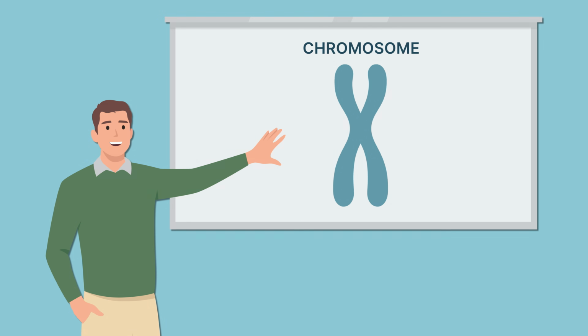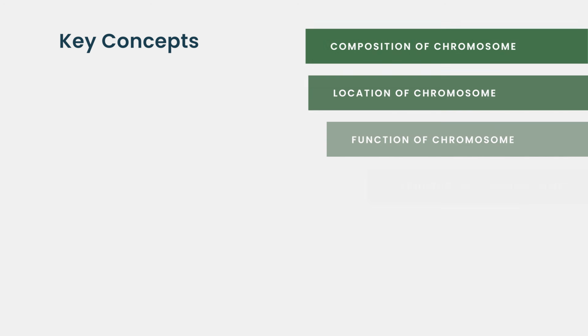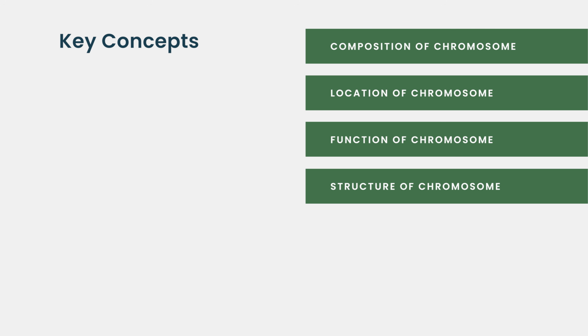In a previous Health Tree University lesson, we explored the function and structure of DNA. Now it's time to zoom in on the chromosome. In this lesson, we'll break down its composition, location, function, and intricate structure. Get ready to uncover the blueprint of life at the next level.